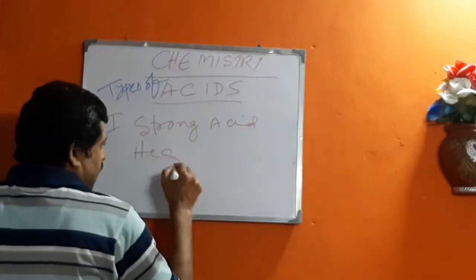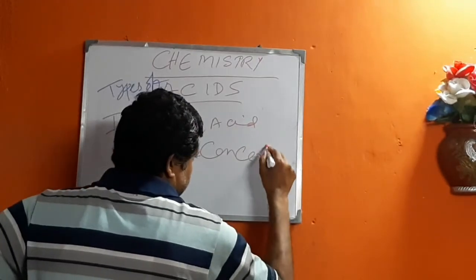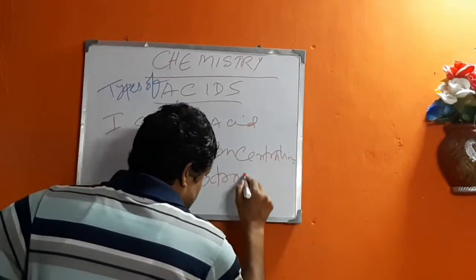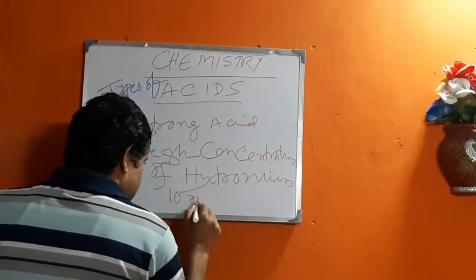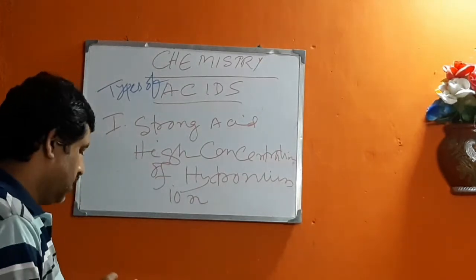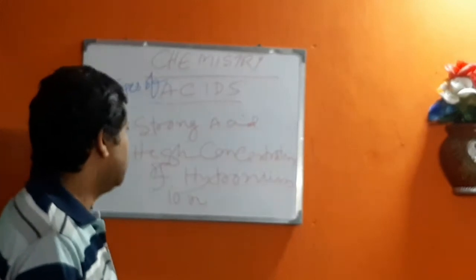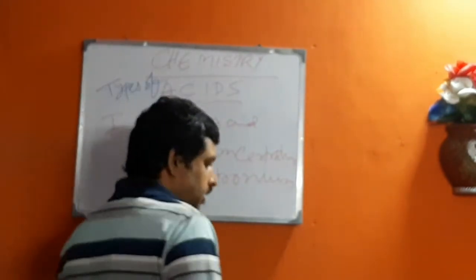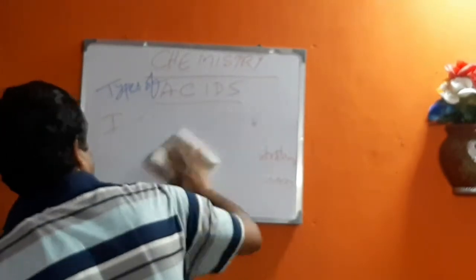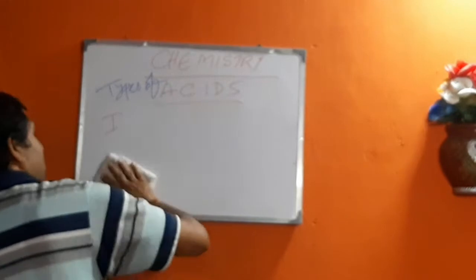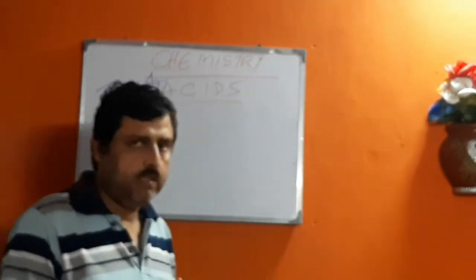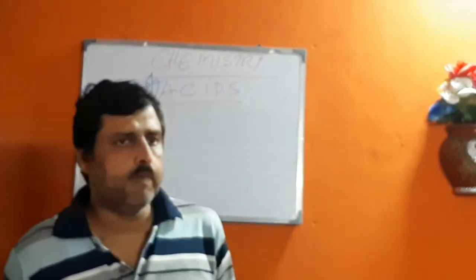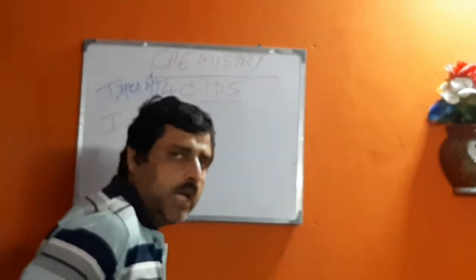The first one, the strong acid, has a high concentration of hydronium ion in the solution. Since the strength is high, that is, the concentration of hydronium ion in the solution is high when the acid is dissolved in water, such an acid is called a strong acid. The second type is weak acid. So high concentration means, suppose there are 100 molecules of acid in the solution, and out of 100 molecules, almost 80 to 90 molecules get dissociated to form hydronium ion.